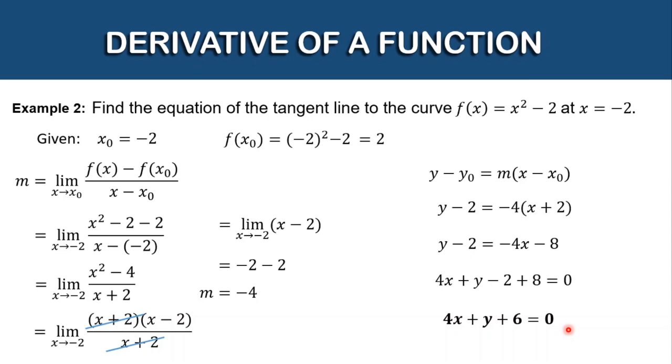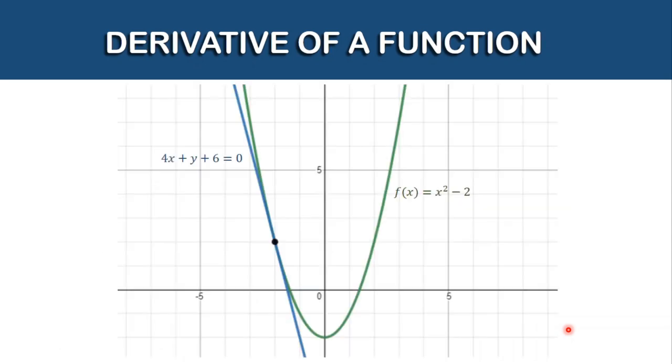So tingnan ulit natin siya sa graph. So this is the curve of our function f of x is equal to x squared minus 2. And this is our tangent line. And as you can see, this only intersects the curve at one point. So this is negative 2 and positive 2. So this is the equation of our tangent line. 4x plus y plus 6 equals 0.